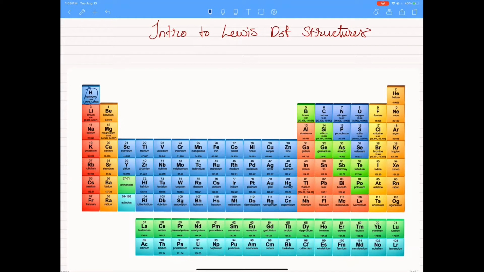Today we're going to be talking about Lewis dot structures. This is going to be a very basic introduction video. We're not really going to delve into how to define the Lewis dot structures of complex molecules just yet because there's so much background that we need to understand first.